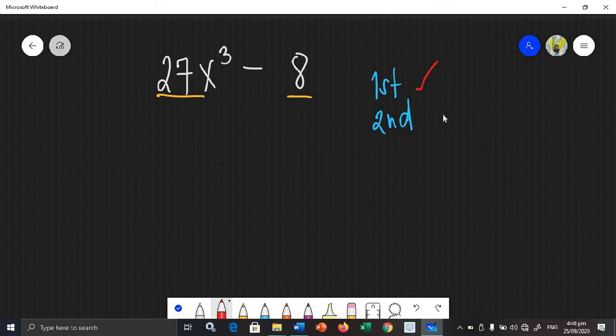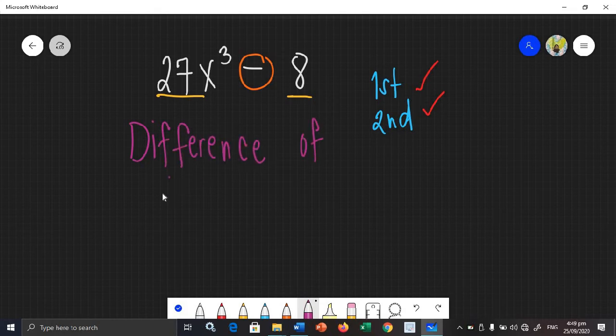Therefore, na-satisfy ng given yung dalawang condition. Therefore, ano kaya to? Sum or difference of two cubes. Tingin lang kayo dun sa sign ng binomial. If that is a minus sign, therefore, this example or this given is a difference of two cubes. If that will be a plus sign, therefore, that is a sum of two cubes. Okay?